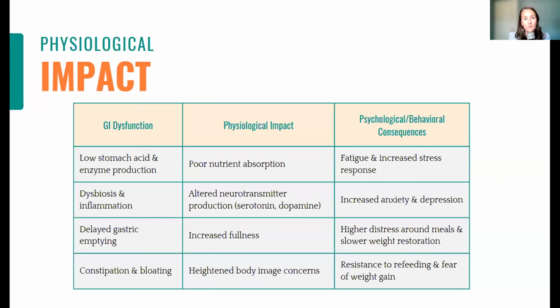Delayed gastric emptying is something that you likely see with your clients. These are the clients that will go days without a bowel movement. They're super constipated, they're super bloated, they might be experiencing acid reflux. This is going to increase fullness because they have a bunch of food sitting there. Sometimes this can be due to low stomach acid or poor enzyme production. This causes higher distress around meals and can lead to slower weight restoration.